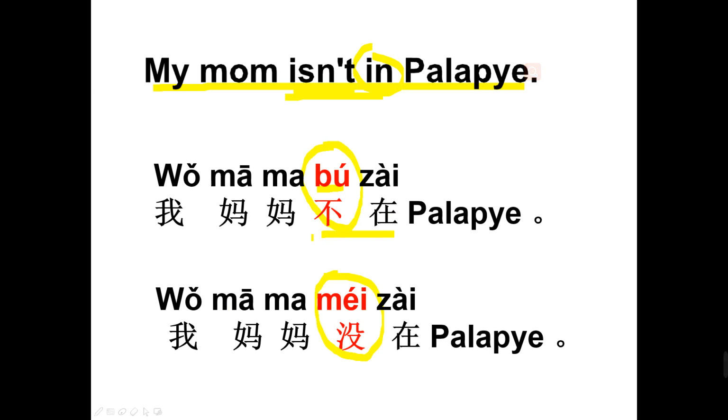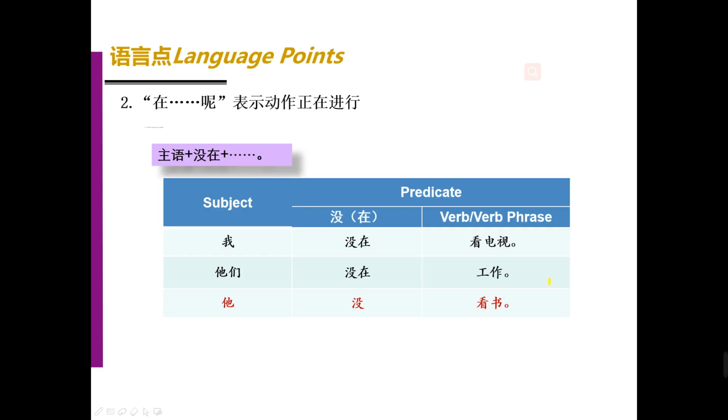好的。So this one we have learned: subject plus 没在 plus a verb or a verb phrase. The first sentence is 我没在看电视。I'm not watching TV. The second sentence, 他们没在工作。They are not working.